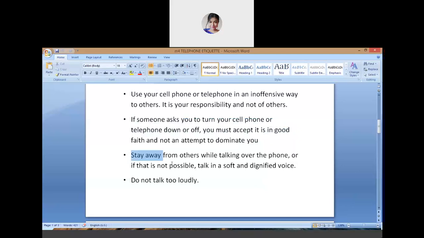Stay away from others while talking over the phone, or if that is not possible, talk in a soft and dignified voice. So whenever you are having a conversation over the phone, stay away from people. Nobody is interested in listening to your conversation, so stay away from people. And suppose you are at your workplace and you cannot move from your place, especially when you're having a conversation over the landline phone, in that case you won't be able to move, isn't it? So in that case, you can talk in a soft and dignified voice. Anyway, whenever you have a conversation over the telephone, you must talk in a soft manner.